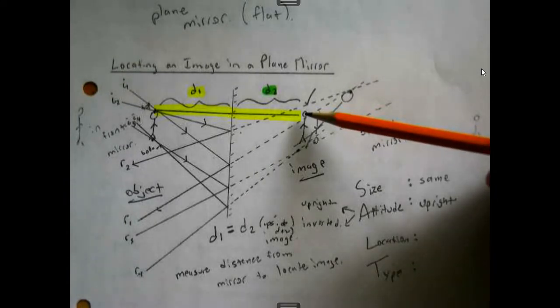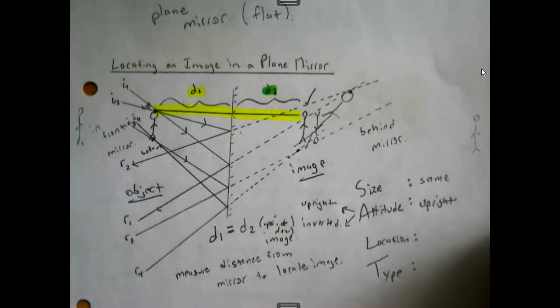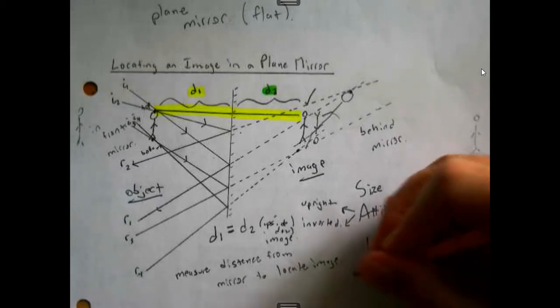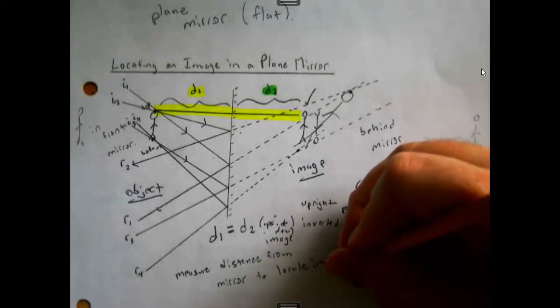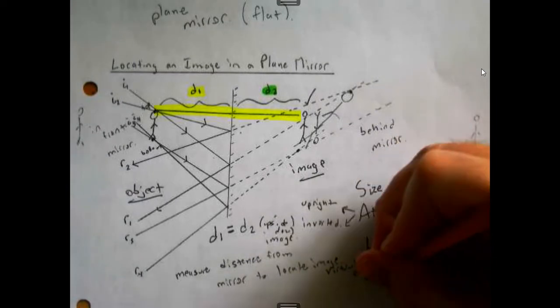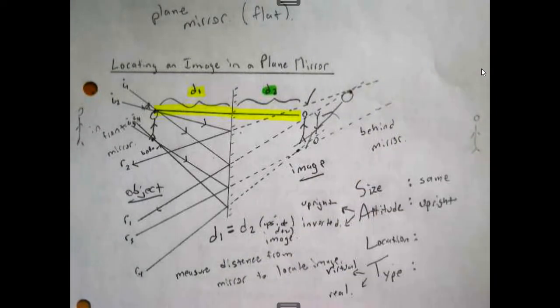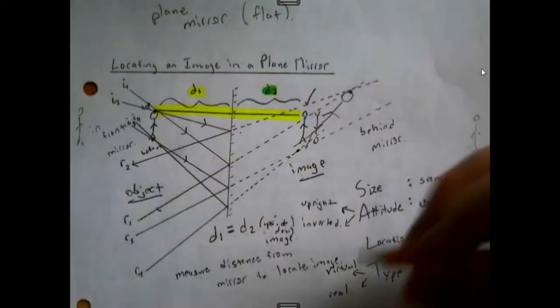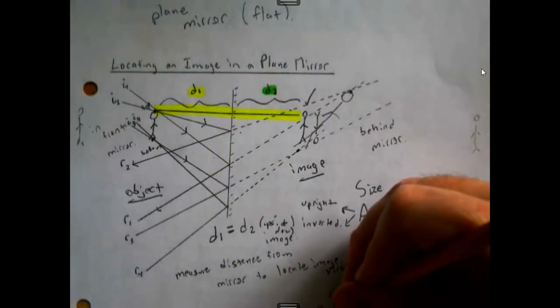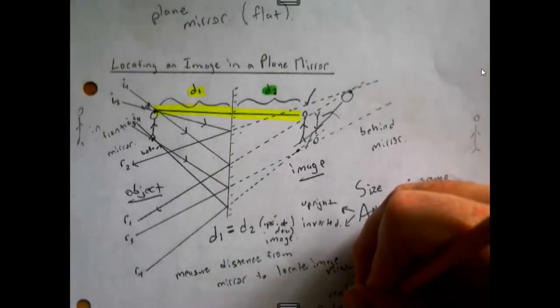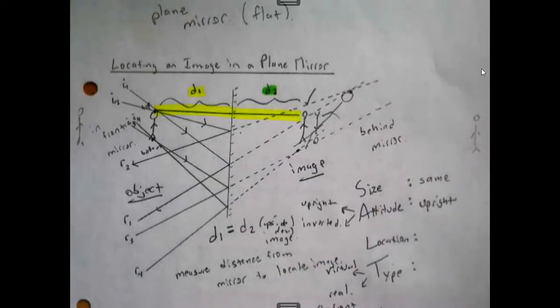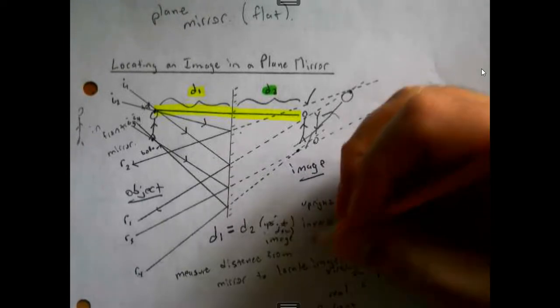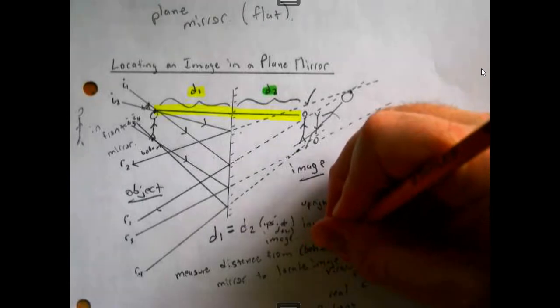Now we're going to come back to location in a minute. It's going to be more challenging to do location for this. So we're going to go to the T. Now type, there's two types of images. There's virtual and real. Real means that the light comes together to make the image in front of the mirror. And a virtual image is an image that's created behind the mirror.